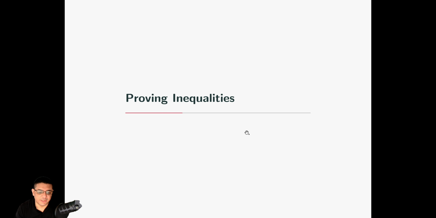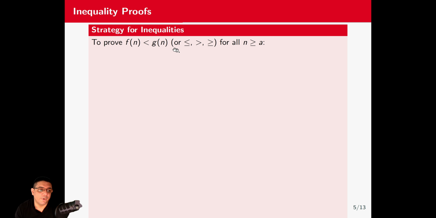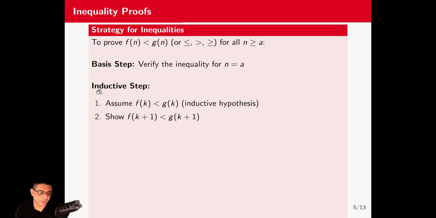Now let's talk about proving inequalities, which is the other type of thing that we can also do with induction. So for proving inequalities, we want to prove that f of n is less than g of n, or you can go with less or equal, bigger than, or bigger or equal, for n bigger than a. The idea is that we verify that this is true for n equals a, and then we go with the inductive hypothesis. We assume that f of k is less than g of k, and then we're going to prove that f of k plus 1 is less than g of k plus 1.